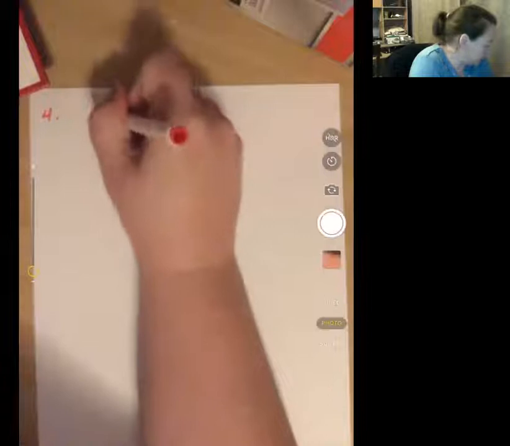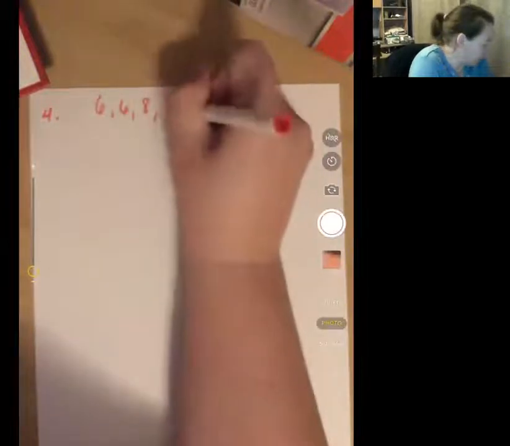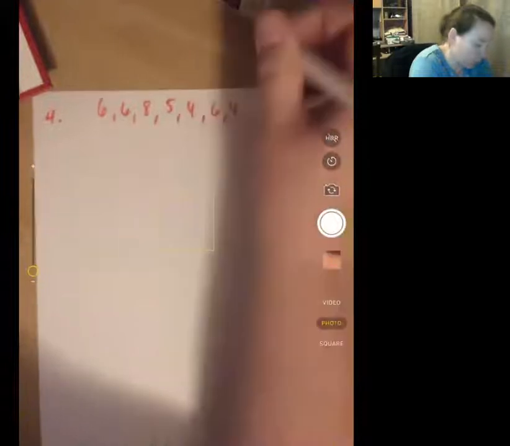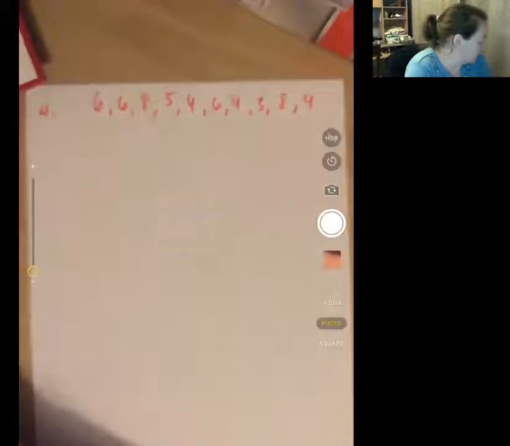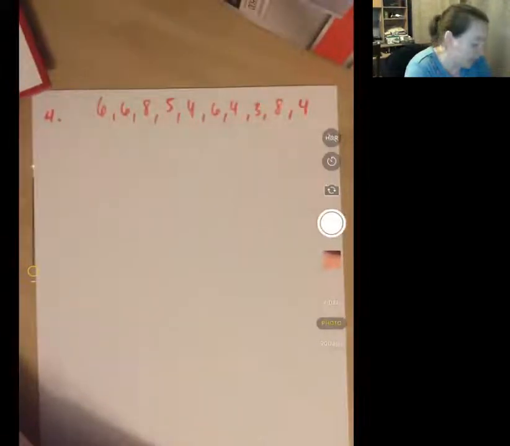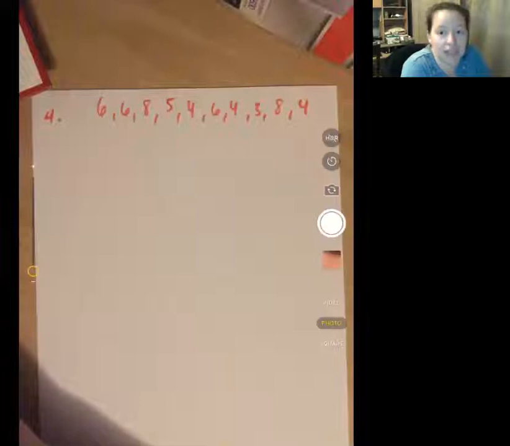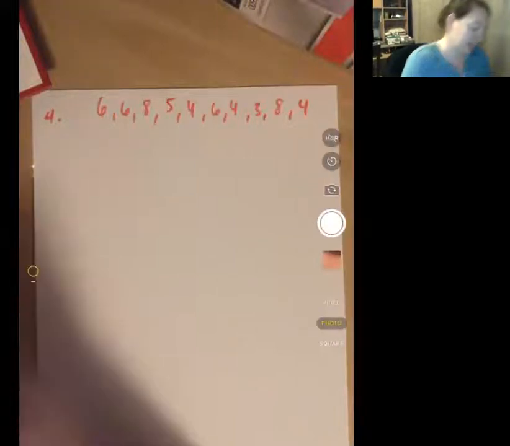Number 4 says, we have a baseball team which scored runs 6, 6, 8, 5, 4, 6, 4, 3, 8, 4. And then we need to make a dot plot for this one. It looks like it wants you to put in both the numbers as well as the X's for it.